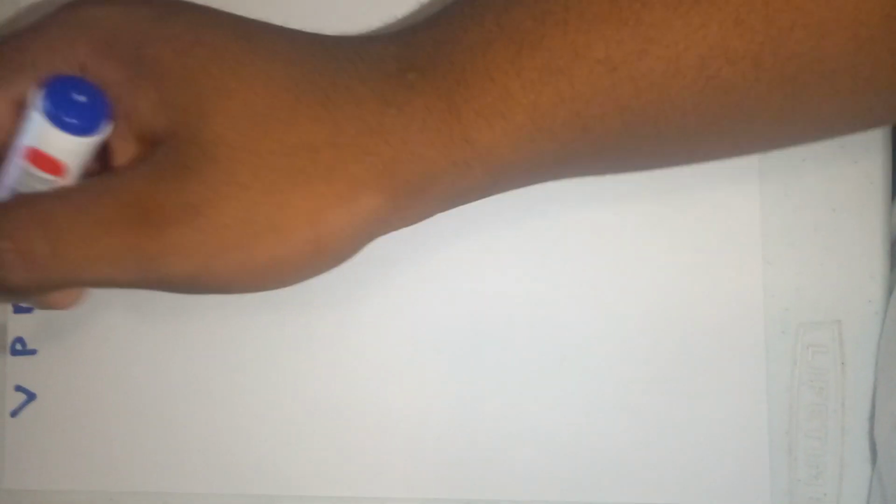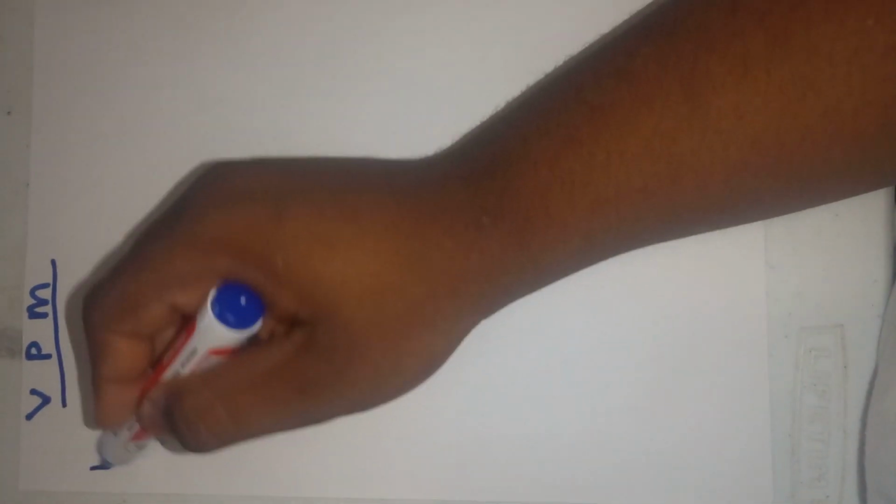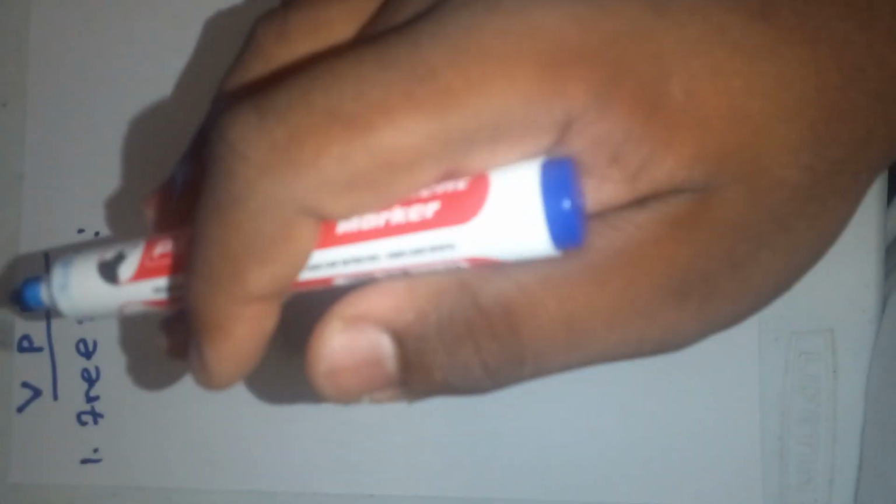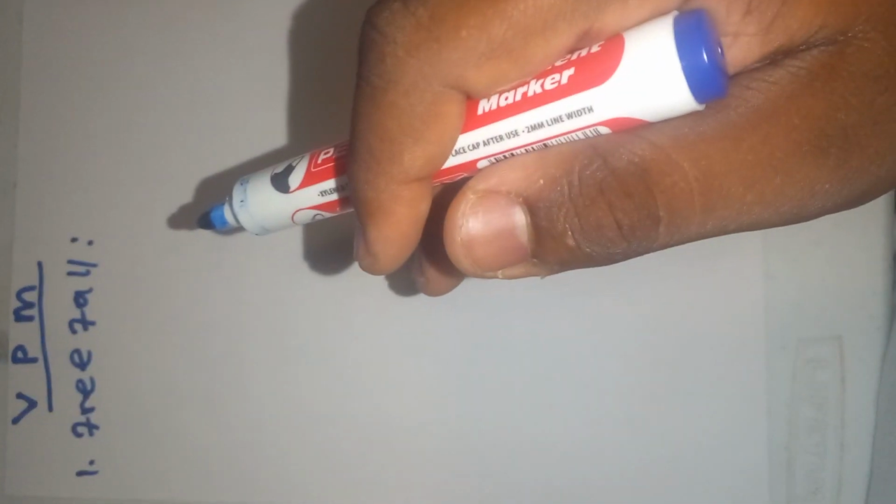So now here are the first two important terms that you have to know under VPM. They are the definitions which are always there. The first one is free fall. Free fall is the motion under which the only force acting is the force of gravity. That is what you have to know. These are the definitions which are being asked.